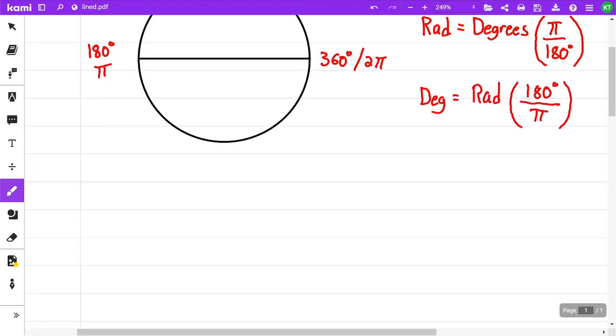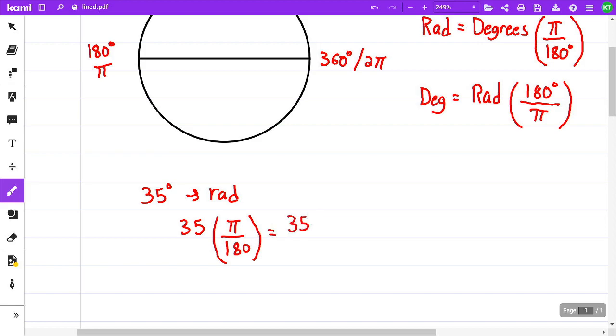Let's say I am given 35 degrees and I need to convert this to radians. So again, I know 35 degrees. I'm going to multiply that by pi divided by 180. When I multiply that, I will get 35 pi divided by 180.